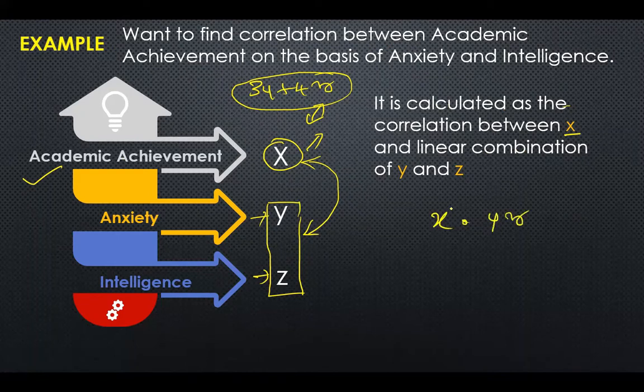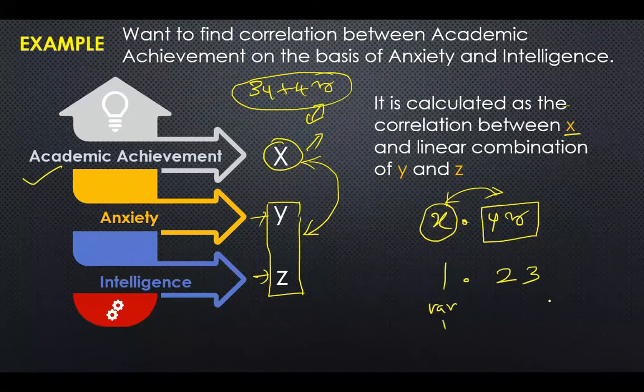That means what? See, the correlation between X and the linear combination of these two is being calculated between these two. That is called, see, I can write it as 1.23 also. So this is variable 1, this is variable 2 and variable 3. And when I put a dot, this means that 2 and 3 are having the linear combination. I am comparing the correlation between these two. That's what you have to remember here.